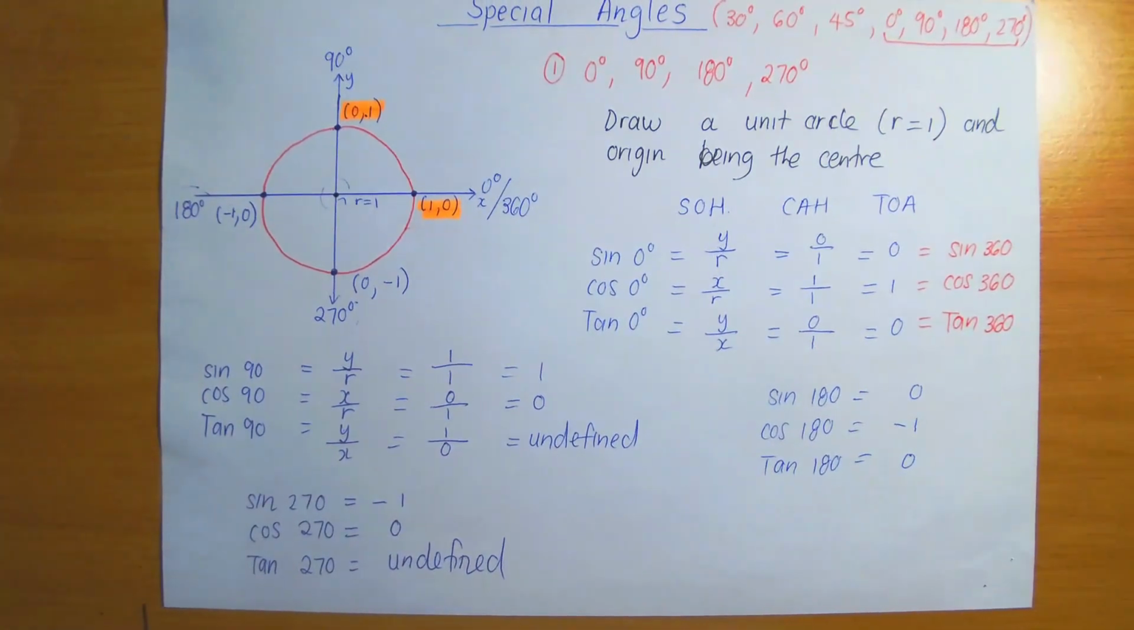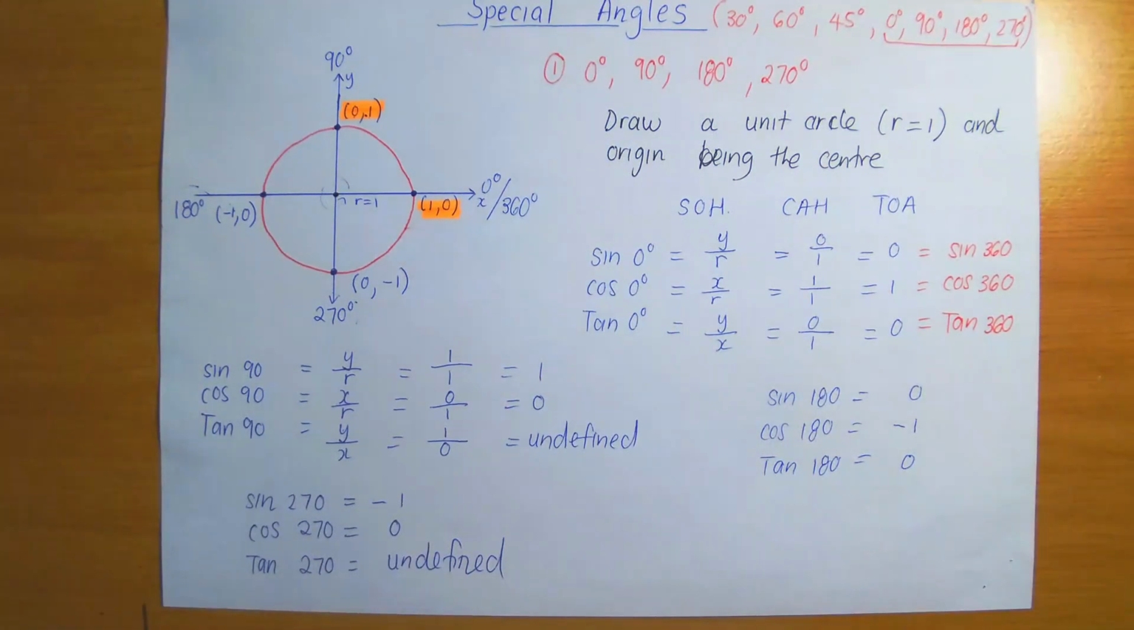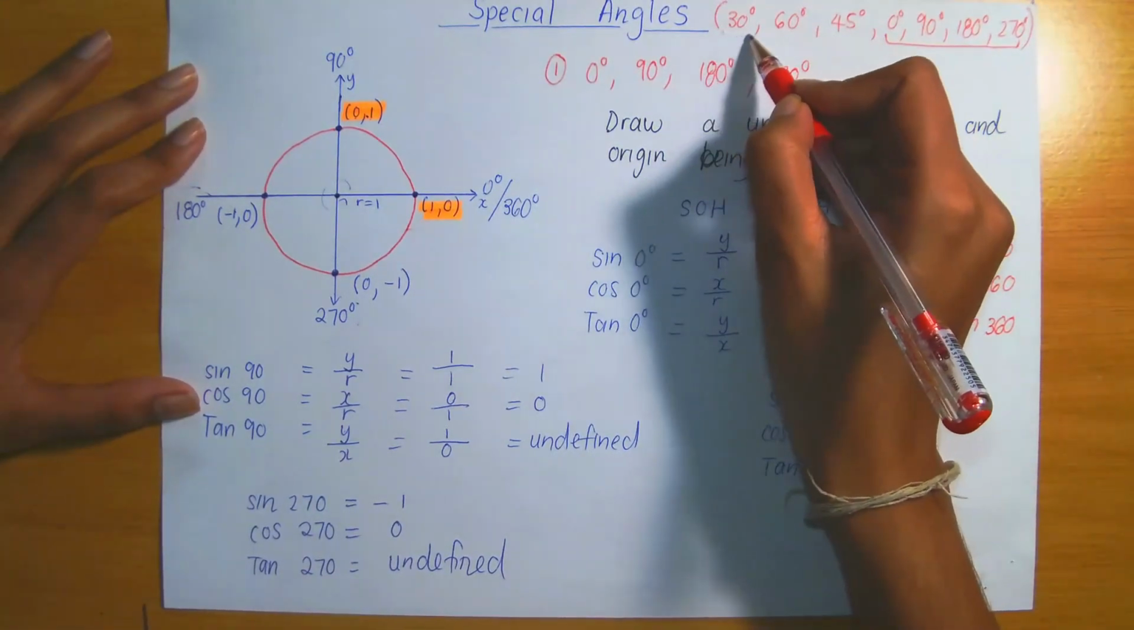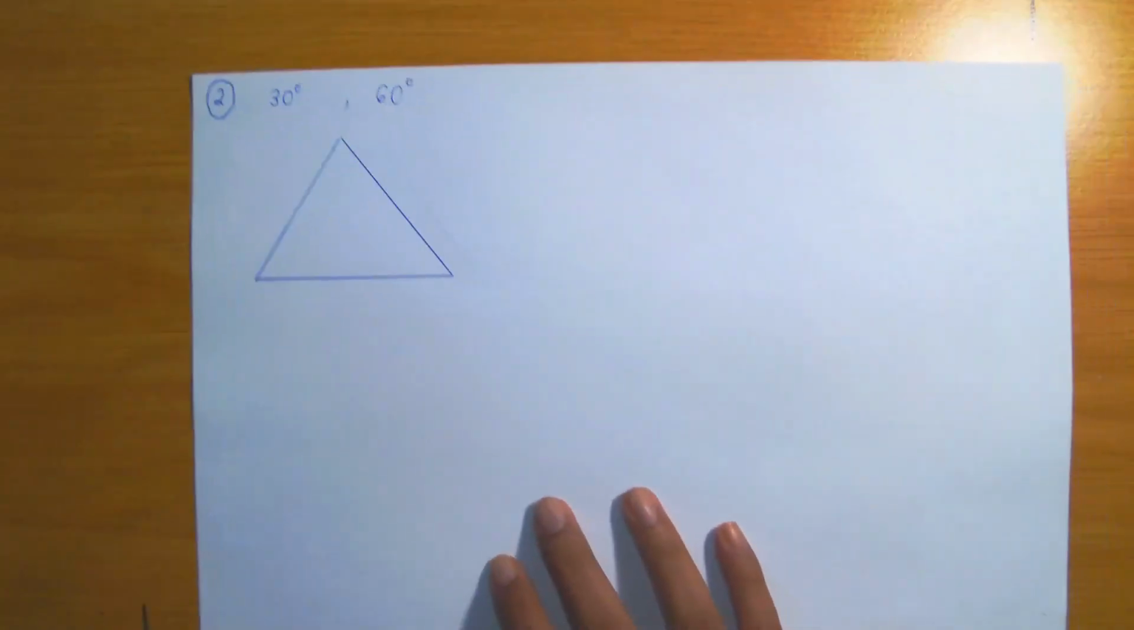Right, so this is actually a very important diagram to have in your arsenal when required to calculate trig ratios of 0, 90, 180, and 270. Let's now consider the case of 30 and 60. So that's what I'm now moving on to.